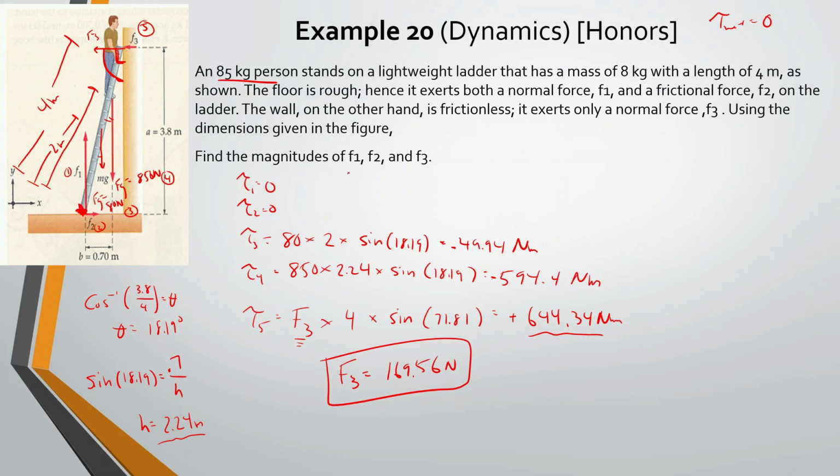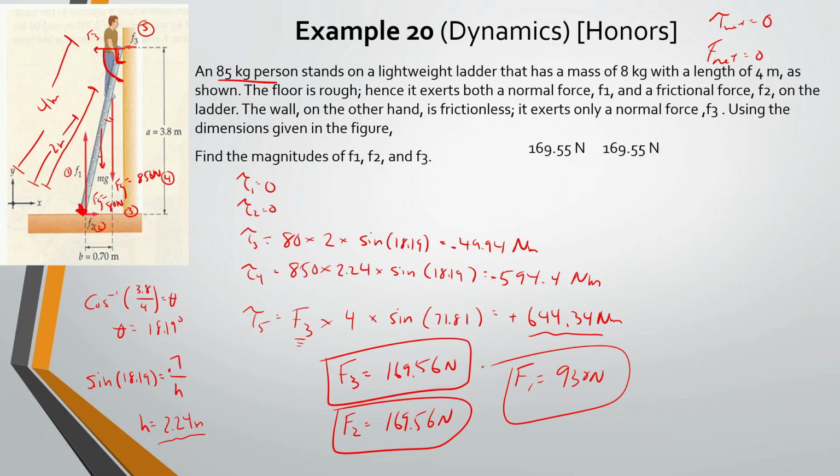Now we have to find F1 and F2. Again, F net is equal to 0 because it's not accelerating up and down or left or right. If F3 is 169.56, F2 also has to equal 169.56, but in the opposite direction, so they cancel out. And for F1, it needs to cancel out the force of gravity of the ladder and the force of gravity of the person. So 80 plus 850 gives me 930 newtons. And that's what we should get.